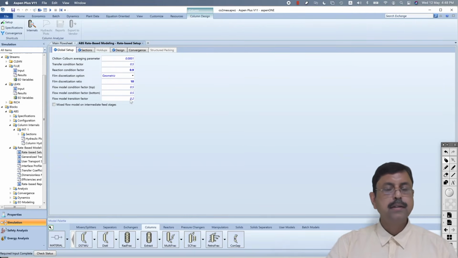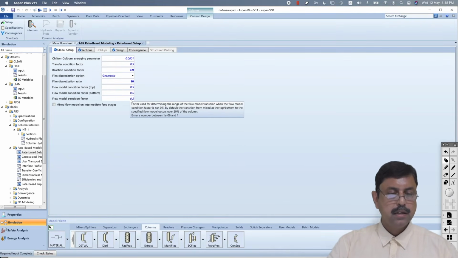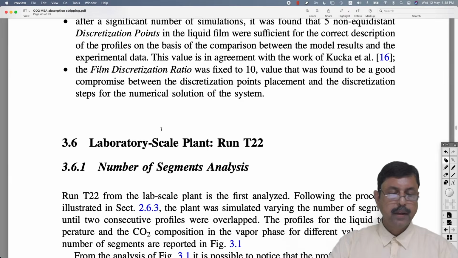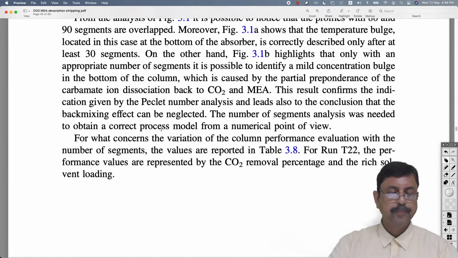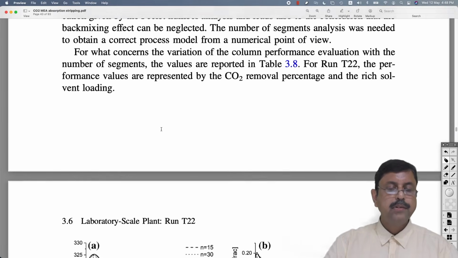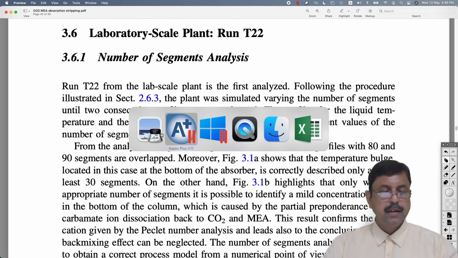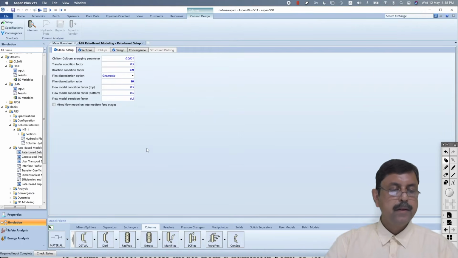All other things we can just keep as they are. Okay. So even without that, the simulation is ready to run. So we just run it.